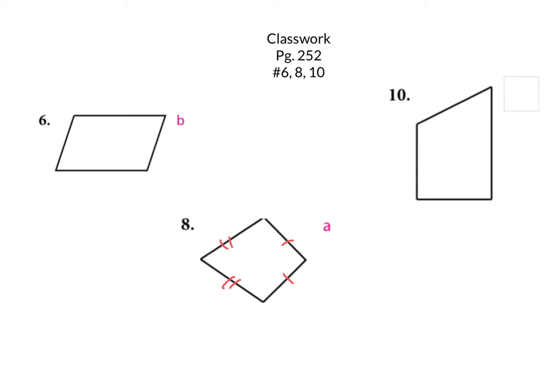For this last one, these appear to be parallel. These are obviously not congruent because they would have to be at the same angle to be congruent. So this particular one would just be a trapezoid, not an isosceles trapezoid.